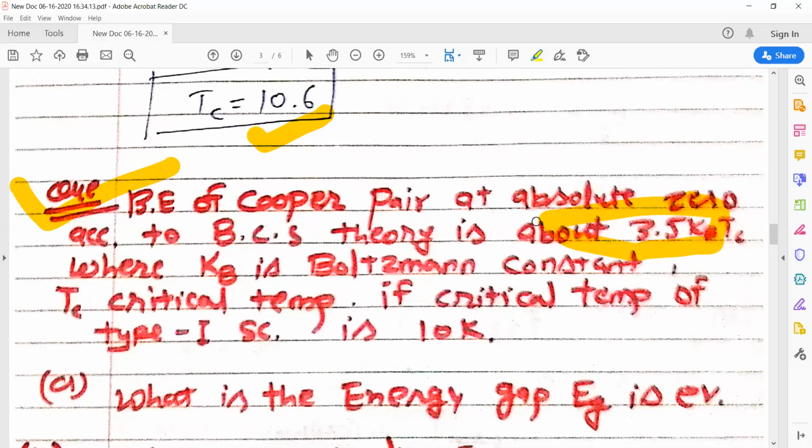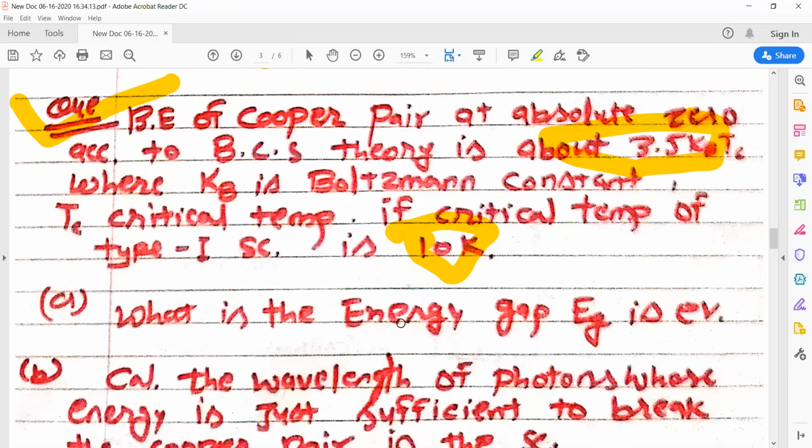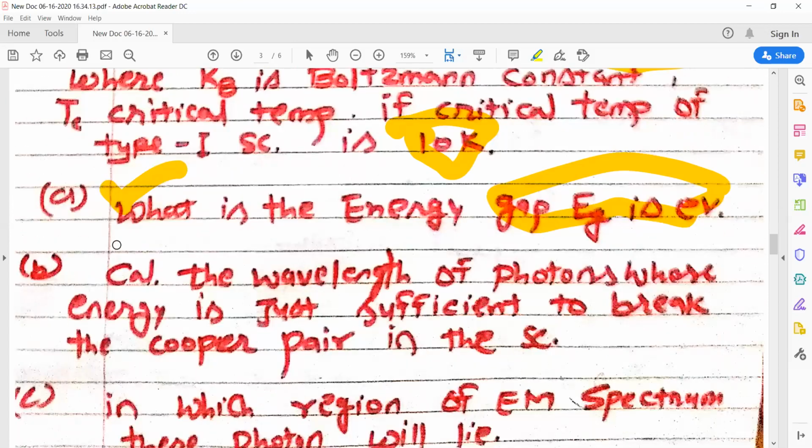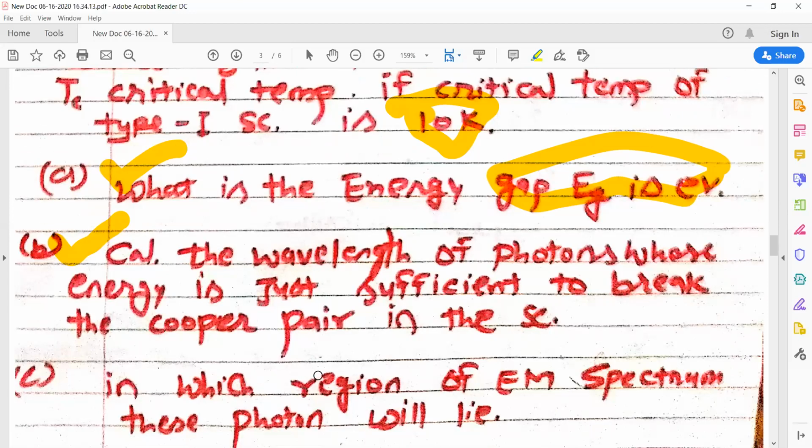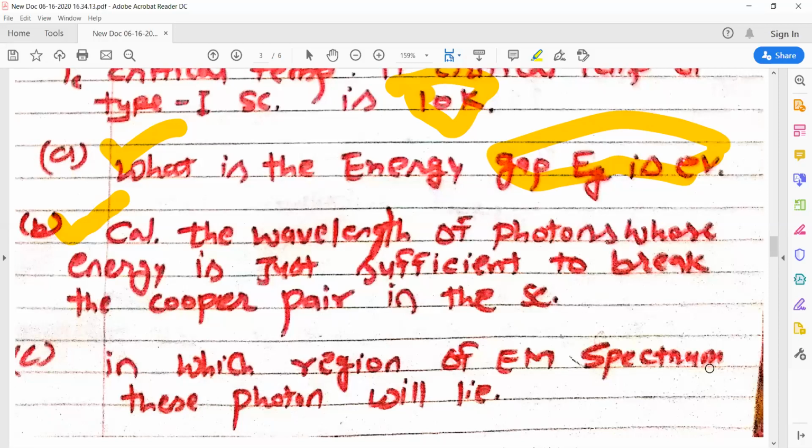Okay, this is the binding energy, where kB is the Boltzmann constant and Tc is the critical temperature. If the critical temperature of a type 1 superconductor is 10 Kelvin, then what they're asking is: what is the energy gap in electron volt? Another thing is to calculate the wavelength of a photon whose energy is just sufficient to break the Cooper pair in the superconductor. Another question is in which region of the electromagnetic spectrum this photon will lie.